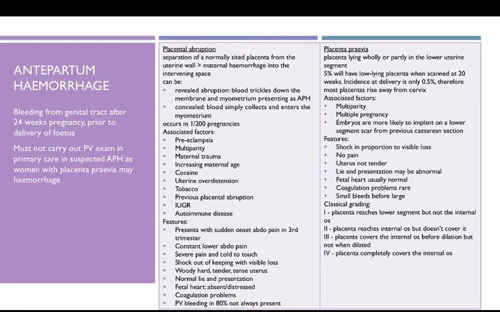So placenta previa can be graded. So 4 grades. Grade 4 is where the placenta completely covers the internal os. Then you have grade 3, which is where the placenta covers the internal os before dilation, but not when fully dilated. Or you have grade 2, where the placenta reaches the internal os, but it doesn't cover it. And then you have grade 1, where the placenta reaches the lower segment, but not the internal os.